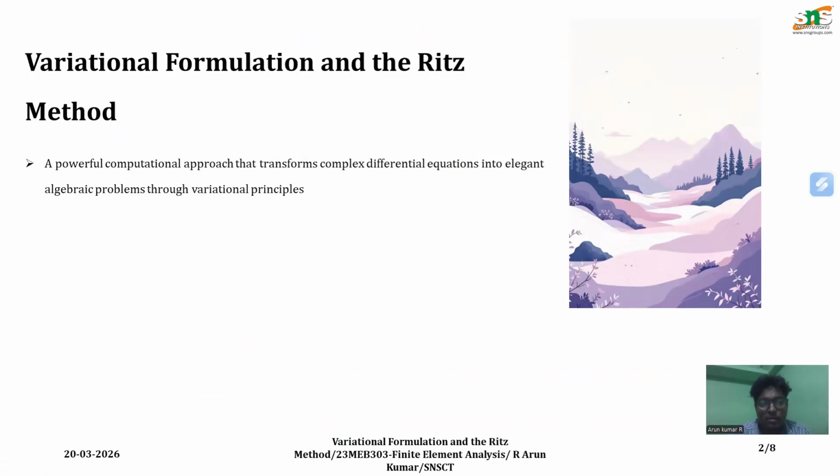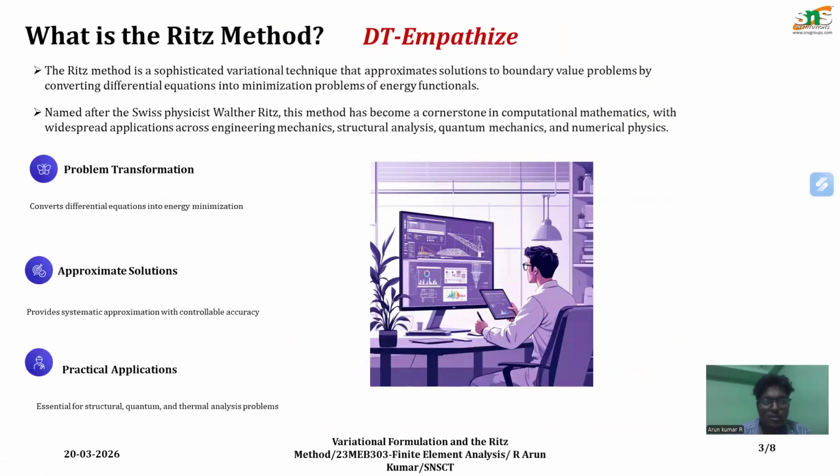It is a powerful computational approach that transforms a complex differential equation into an elegant algebraic problem through variational principles. So what is the Ritz method? The Ritz method is a sophisticated variational technique that approximates solutions to boundary value problems by converting the differential equation into a minimization problem of an energy functional. The name comes after the Swiss physicist Walter Ritz.